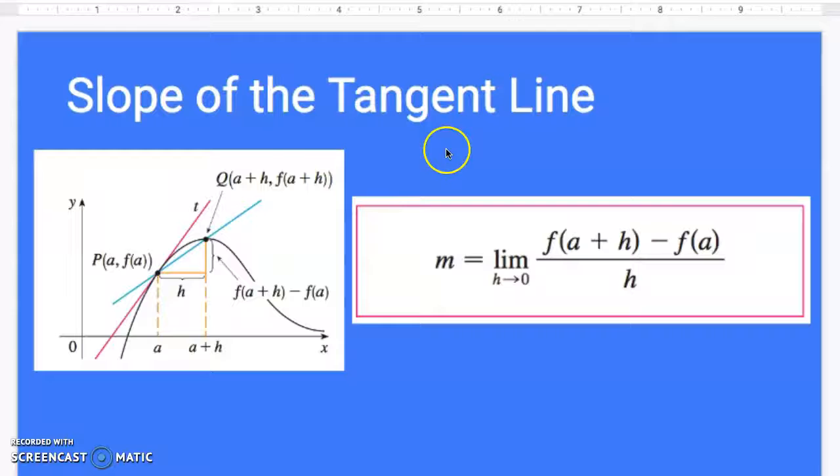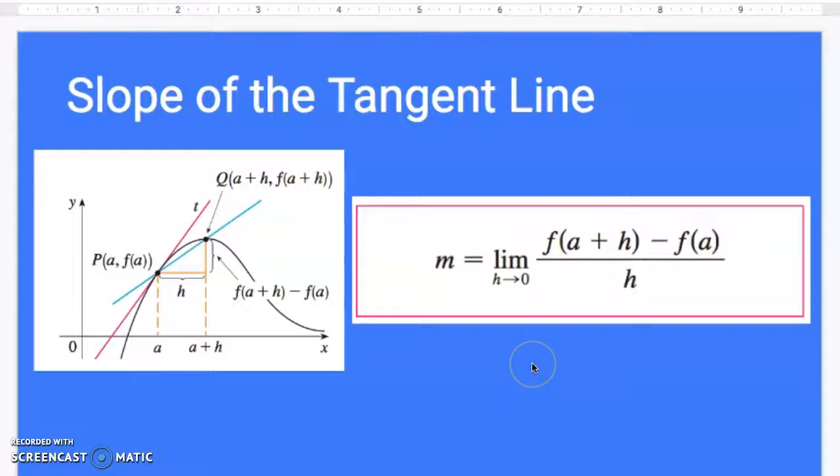This is the equation for finding the slope of the tangent line. This is also called the derivative. So you've got the limit as h approaches 0 of f of a plus h minus f of a, all over h. We did this in pre-calculus, but this was an x. I'm going to use an x usually when I do it. The a just means that you're plugging in a number.